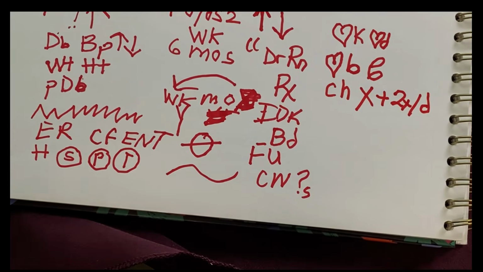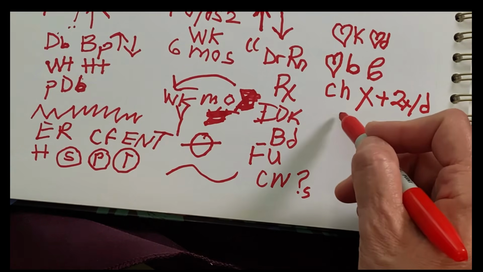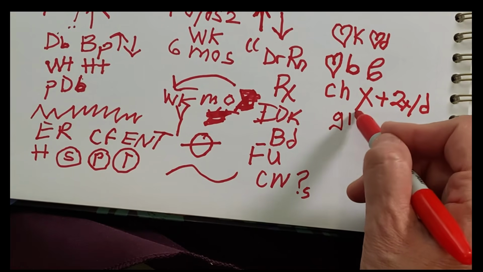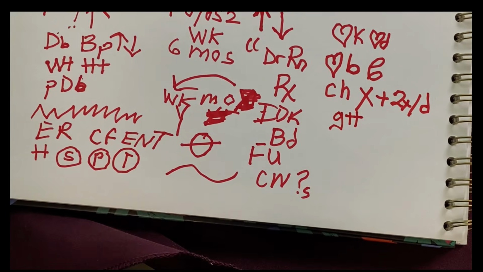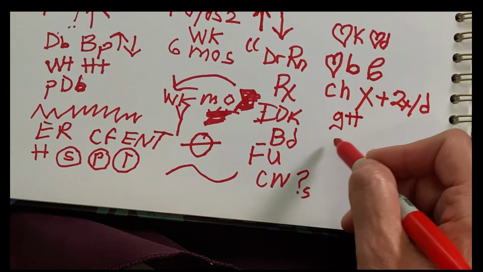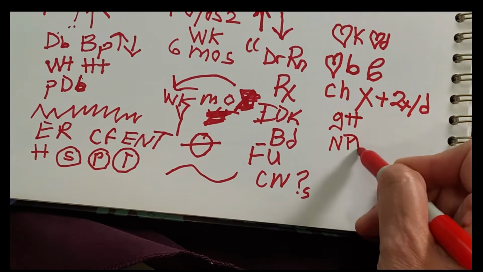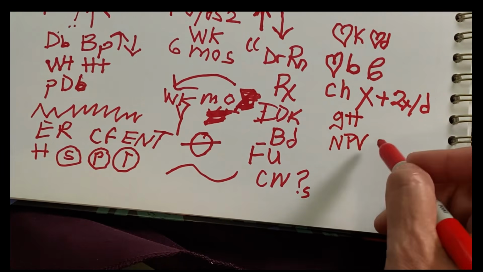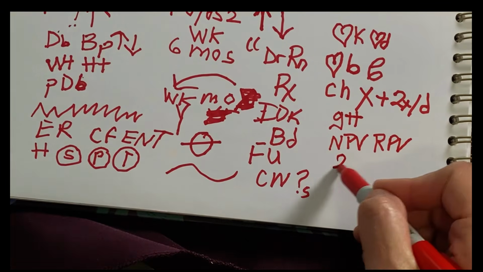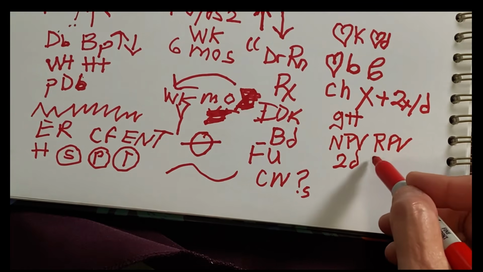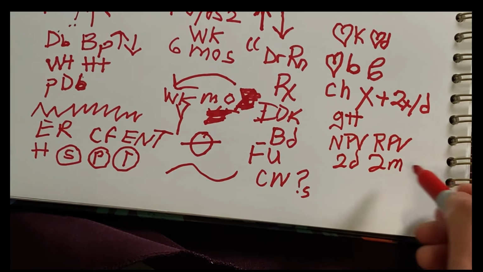Something else that has helped me is looking at abbreviations from the medical team. For example, I go to a lot of appointments at the eye center, and they always ask, how many eye drops are you taking, or are you taking any eye drops? So GTT means eye drops. NPV means new patient visit. RPV, returning patient visit. Today, 2D, 2M, tomorrow.